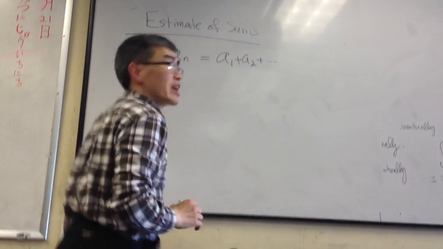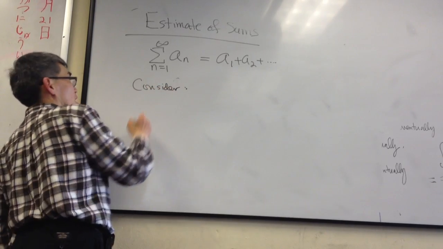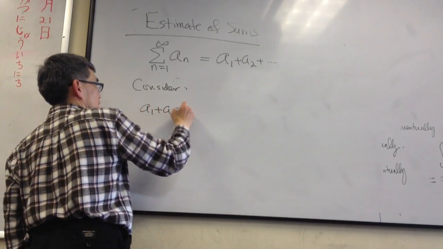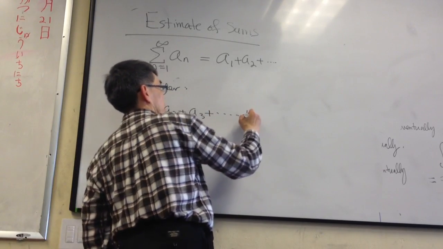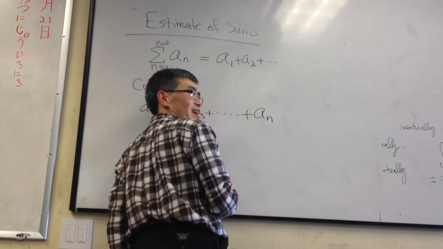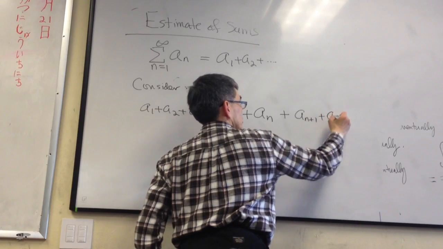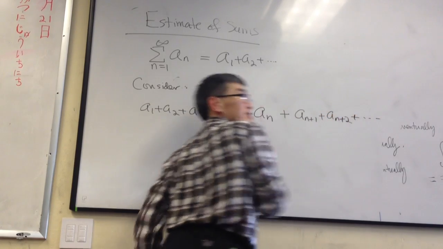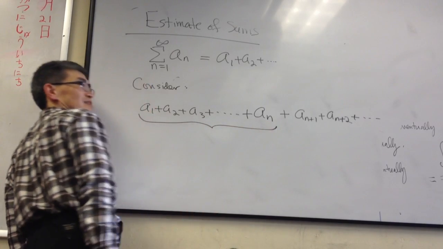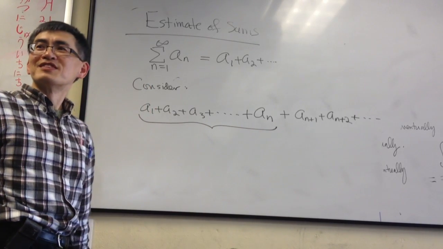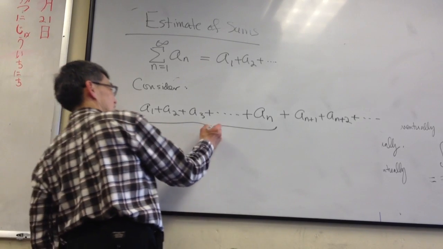Right? Okay. Now consider this: A1 plus A2 plus A3 plus ... up to a term, say an. And then you're supposed to continue to add an plus 1 plus an plus 2 plus ... Is that right? Okay. So how do you call this one? What's the notation we use? Partial sum. What's that called? Sn.